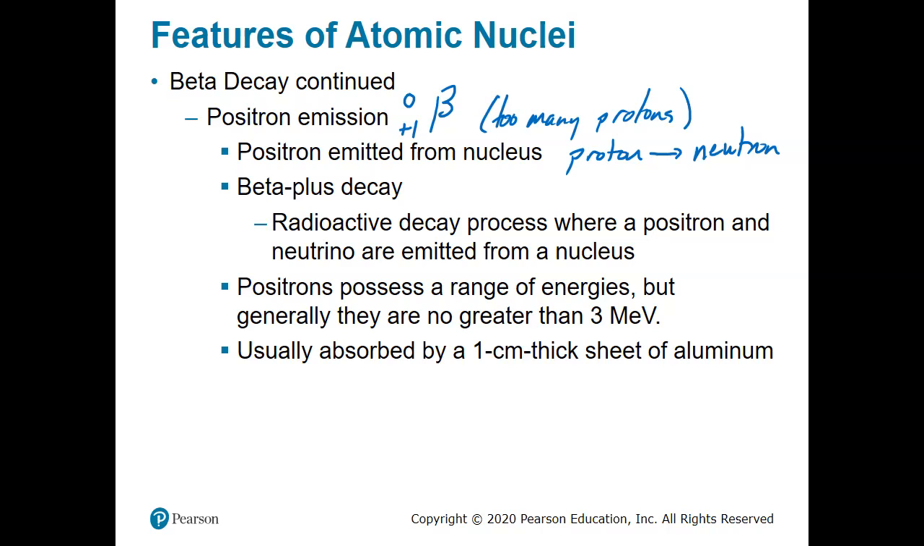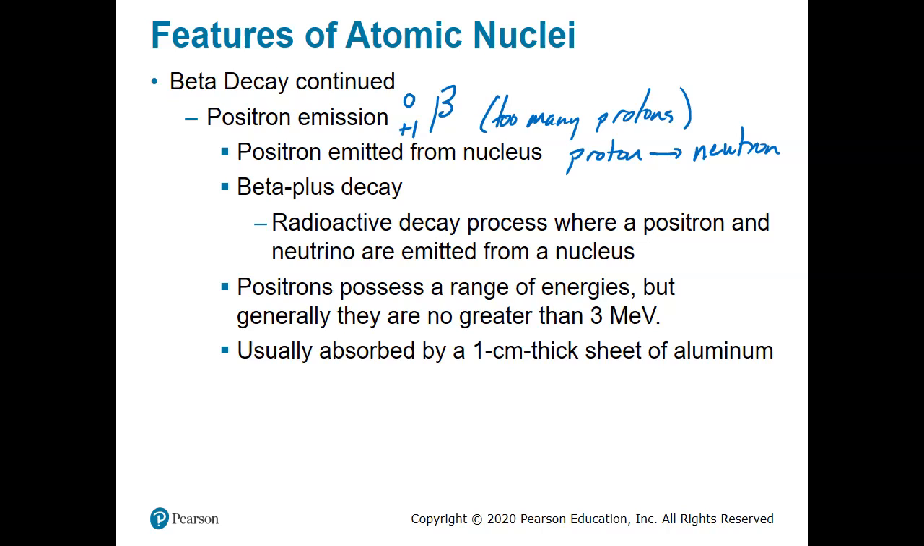Now, as you might expect, this process, because it has no mass number, the particles here are lighter and therefore move faster, have greater energy. So blocking them is not as simple as just putting a piece of paper in front of you or wearing your clothes or having skin. Beta particles, all forms, will penetrate all of those things.